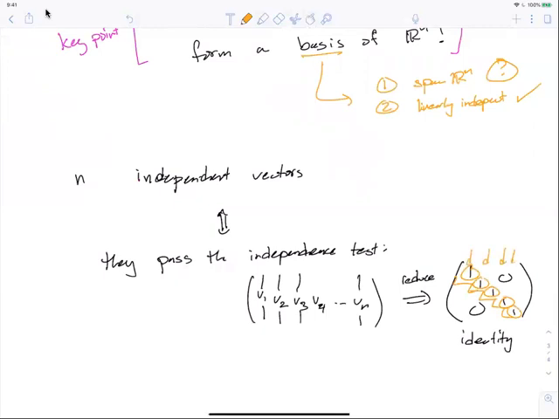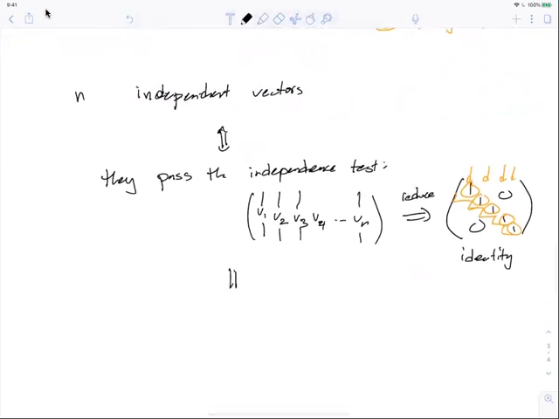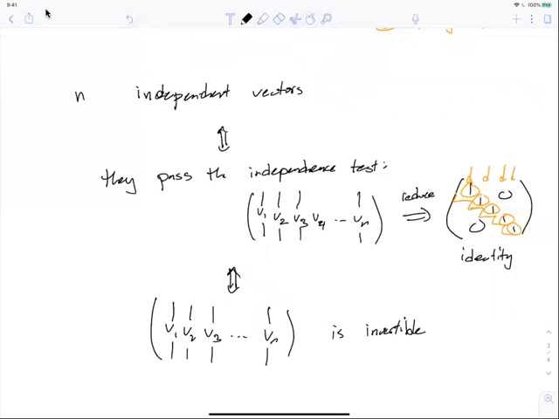Now, the only way to do that with n vectors is if you happen to get exactly the identity matrix. There's no extra room to skip a row in some sense. You can't skip any rows. All right, so what does this mean? Well, if you reduce to the identity, this means that this amalgamated matrix of vectors is invertible. You can find the inverse.